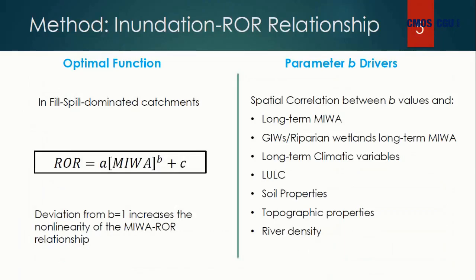Also, it is important for us to know what properties of catchments drive these B values in each catchment. So we have conducted a spatial correlation analysis between B values and catchment-specific properties, such as long-term inundation, riparian wetland inundation, geographically isolated wetland inundation, long-term climatic variables, land use, land cover, soil properties, and other catchment-specific properties.